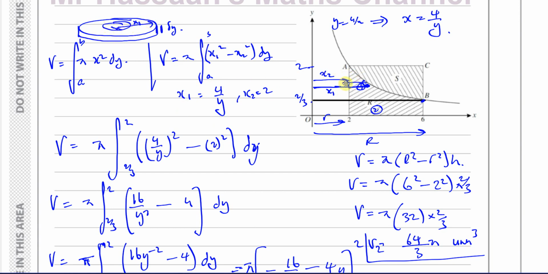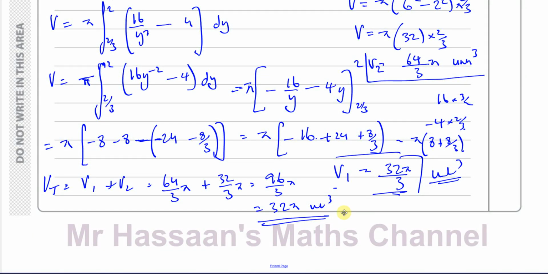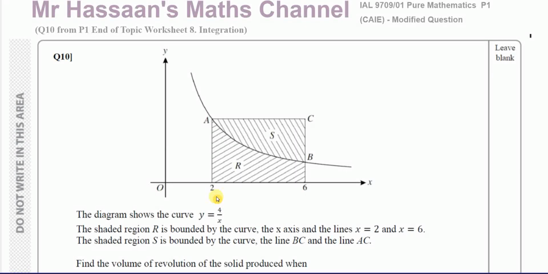So we need the outer and inner radius, which is the outer and inner graphs in terms of x equals 4 over y and x equals 2, and you have to square them and subtract them from each other. That gives you the cross-sectional area, basically. Multiply that by the height, that gives you the volume. So we have to find the volume for all of those little discs between 2/3 and 2, and then add the cylinder at the bottom, and we get our answer, 32 pi cubic units. So that concludes question number 10, A and B.